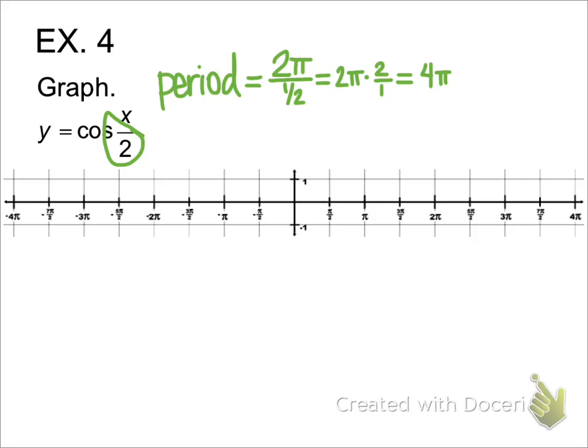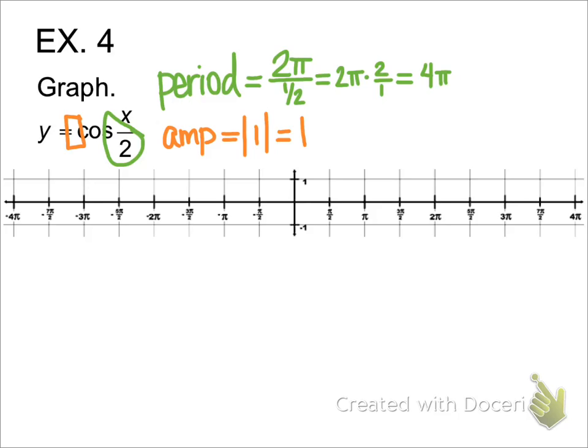Then we want to know the amplitude. Amplitude is the absolute value of the coefficient, which is a 1. So that's just going to be 1. So this graph is just going to go up to 1, down to -1, and it's going to do its full cycle through 4π. Now because this is a cosine function, cosine starts at +1 at 0 instead of at the origin.